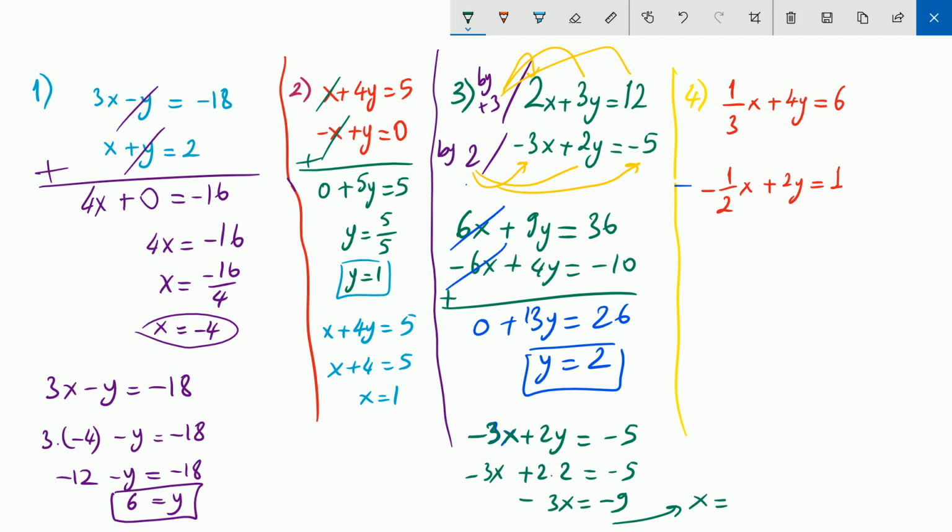Okay, we found x and y. x is 3, y is 2. You try question 4 by yourself, and let's see the answer at the end.